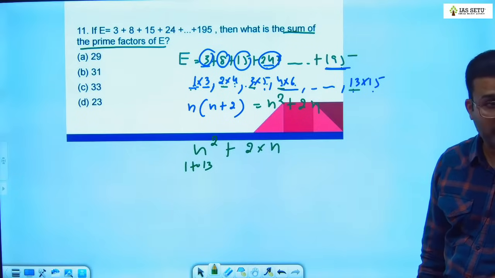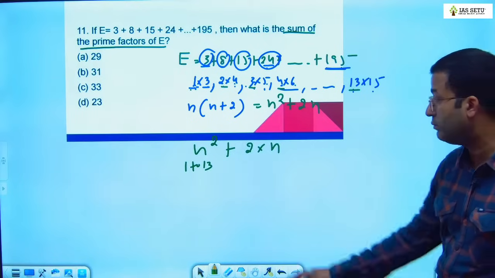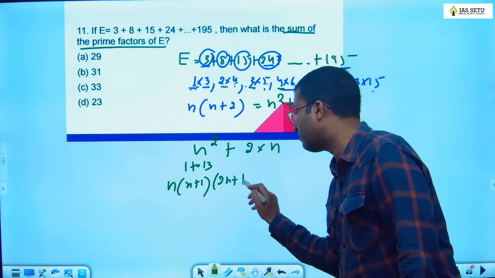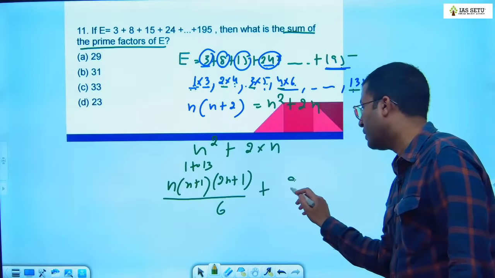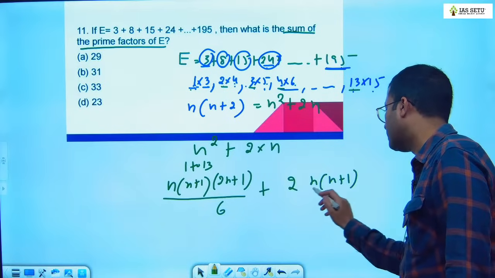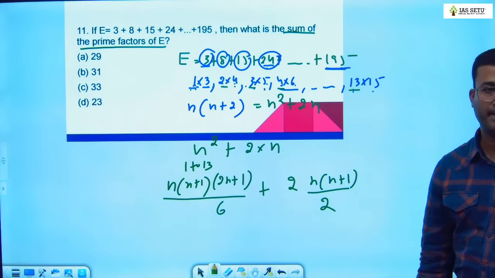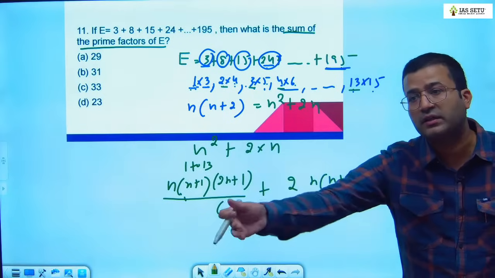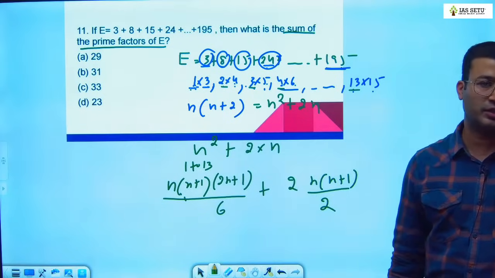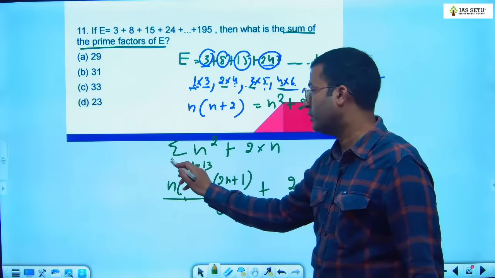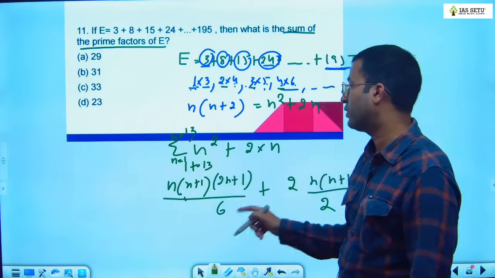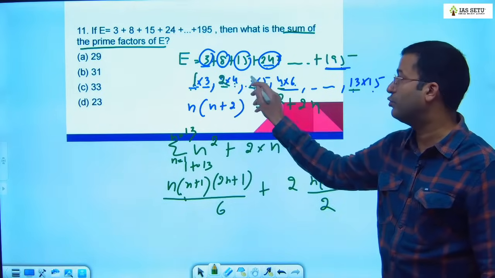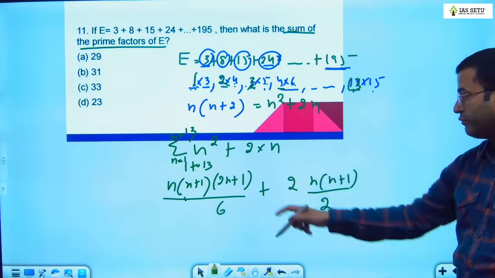Sum of first n natural numbers, sum of squares of first n natural numbers. What is the formula? n into n plus 1 into 2n plus 1 divided by 6 plus 2 n into n plus 1 divided by 2. What is the value of n? 13. क्योंकि हमें पहले 13 नंबर के लिए n की वैल्यू पुट करते हैं. It is summation of this where value of n is 1 to 13. Summation है ये n का. n कहाँ से कहाँ चेंज कर रहा है? 1 2 3 13 तक. तो I put value of n 13.